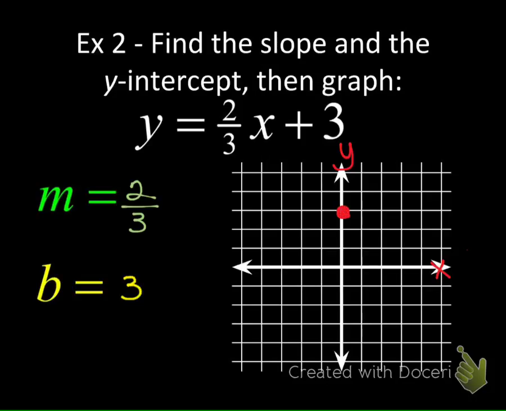Now, from there, I'm going to graph my slope. I'm going to start at my y-intercept and I'm going to graph my rise first. So what's my rise? 2. So I go up 2, then my run is 3. 1, 2, 3. And I plot my point, and I graph my line.